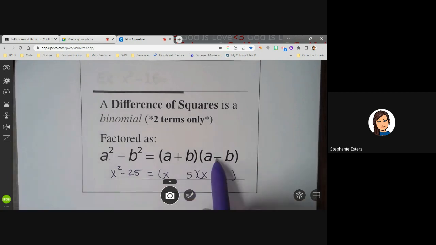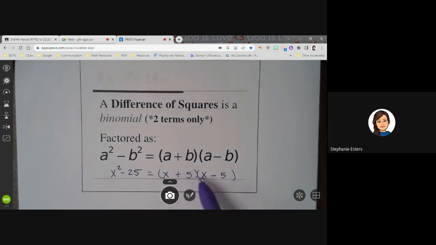Then if you follow the format here, one parenthesis has a plus sign, one parenthesis has a minus sign. And guys, the reason that this works out is because if we were to refoil these together, the inside term and the outside term would reduce out, leaving me with only x times x and 5 times negative 5, which is x squared minus 25.